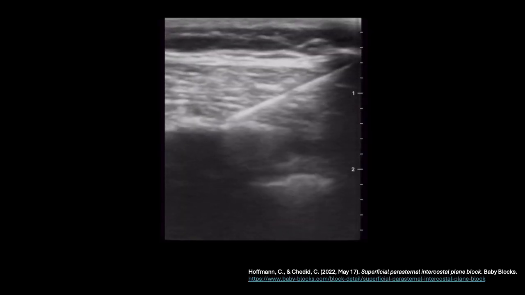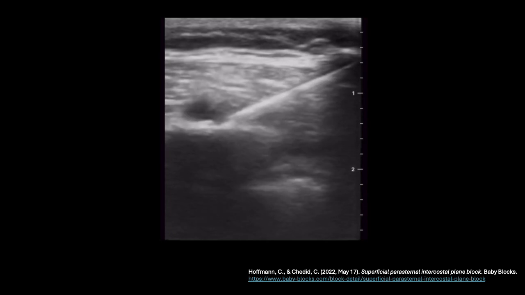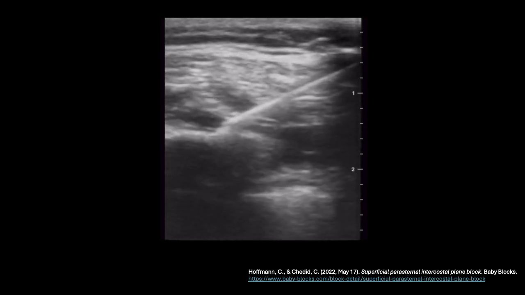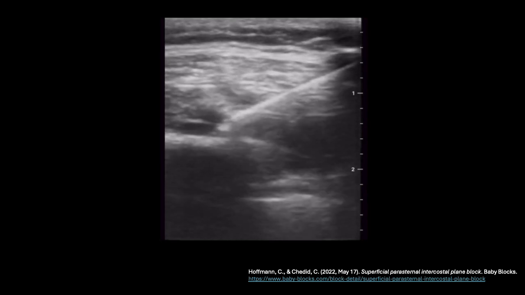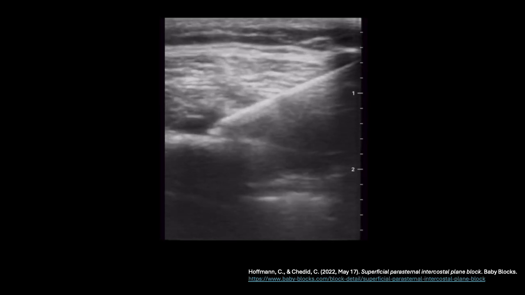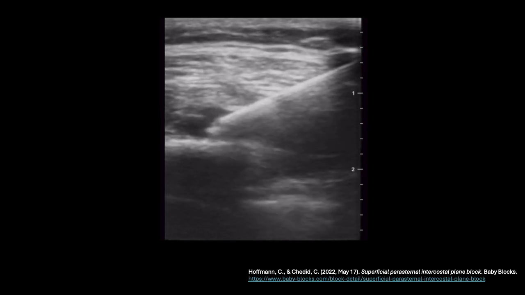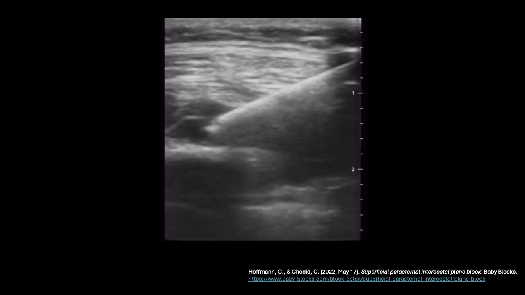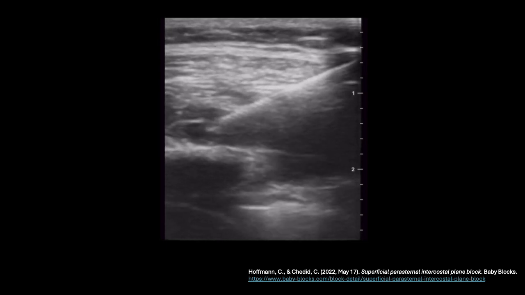Now let's watch the block under ultrasound guidance. Observe the needle tip advancing beneath the pectoralis major muscle while remaining superficial to the pleura. Notice the hydrodissection created by the initial injection and the spread of local anesthetic within the pecto-intercostal fascial plane. This spread along the fascial plane indicates a successful pecto-intercostal fascial plane block.